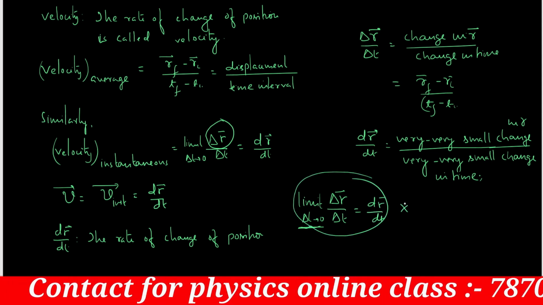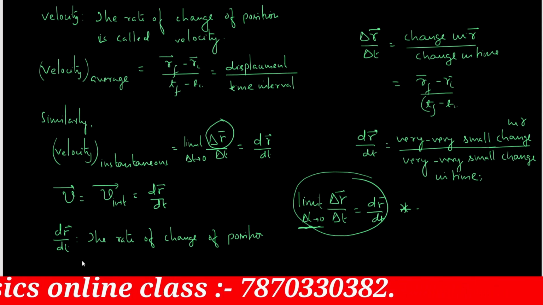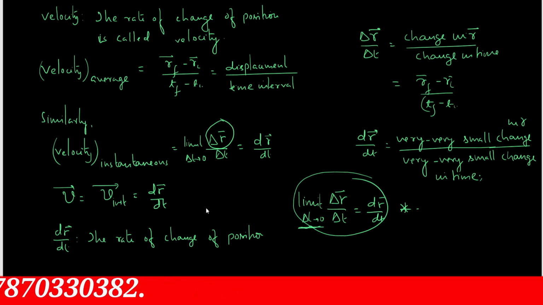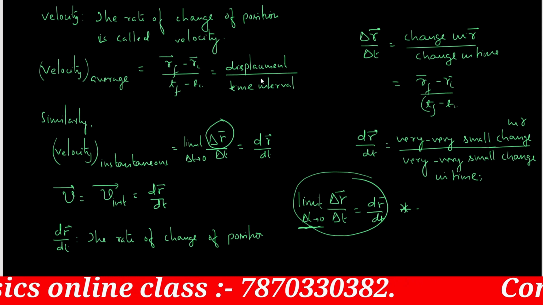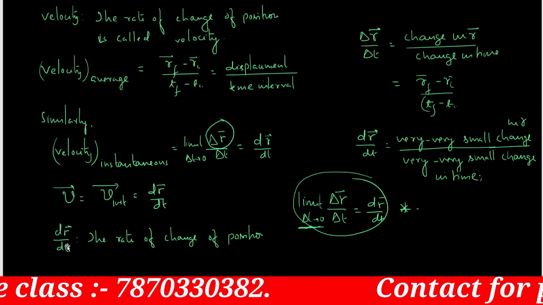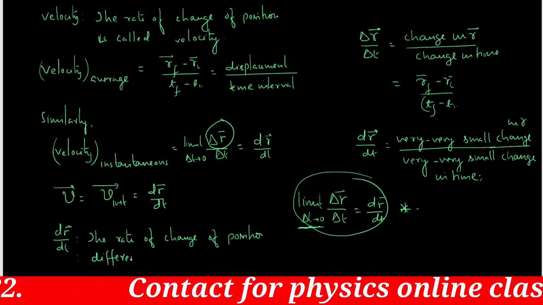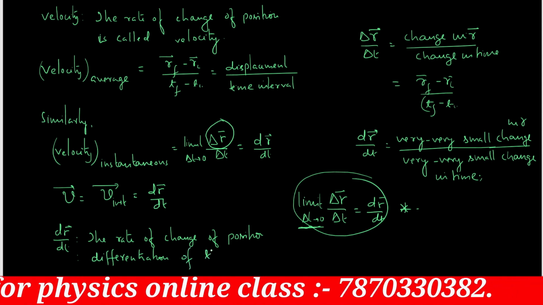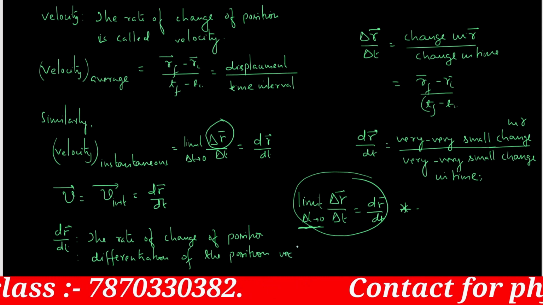So dr upon dt is the rate of change of position. And this was displacement by time interval. This is not just displacement by time. This is differentiation, differentiation of the position vector with respect to time.